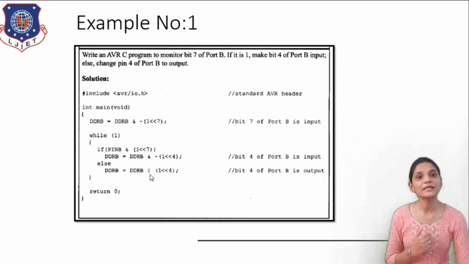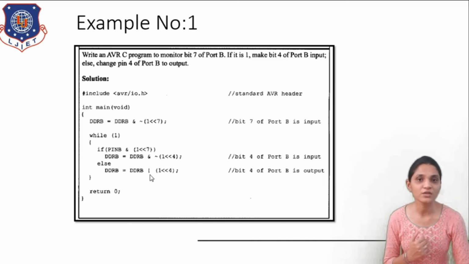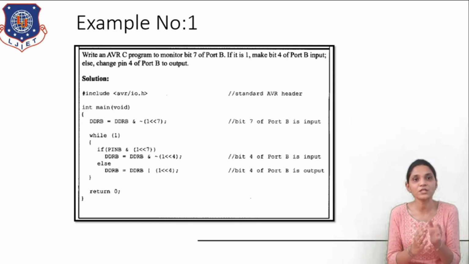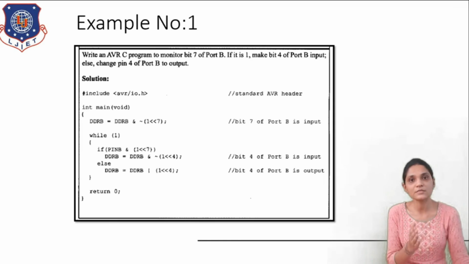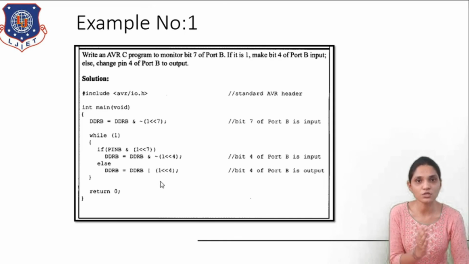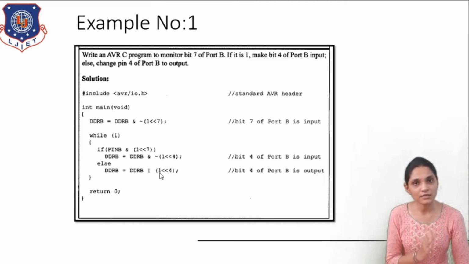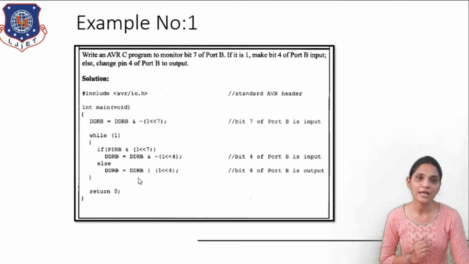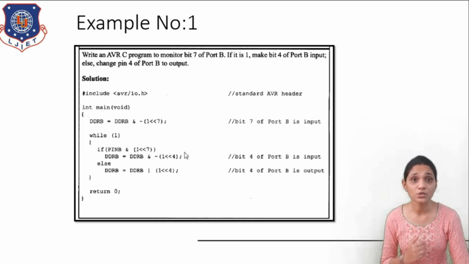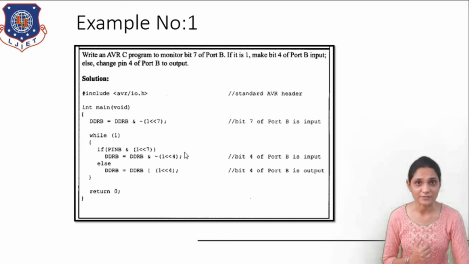And if you want to make this port an output port, then you have to do the ORing operation, and for this you don't require the NOT operation, because for output you have to make that particular bit a 1. So in this your pattern will be 0 0 0, fourth bit as 1 and all other bits 0, and you require to do ORing with DDRB for making that particular bit an output. So in this way you can use these bitwise operations.